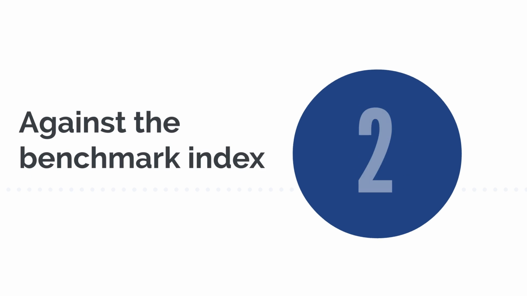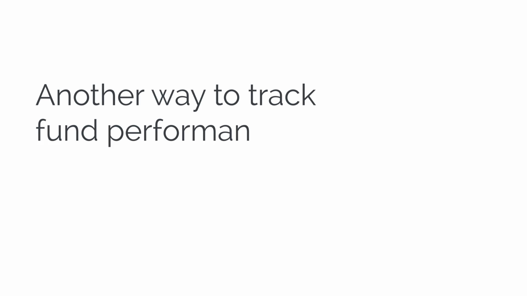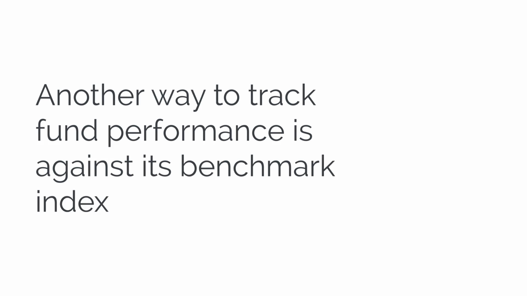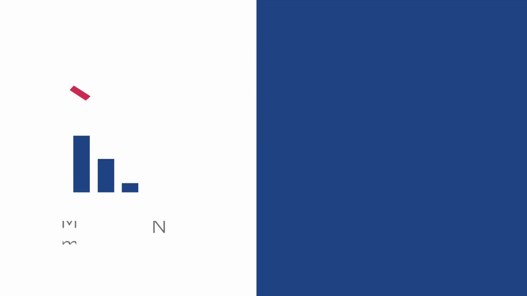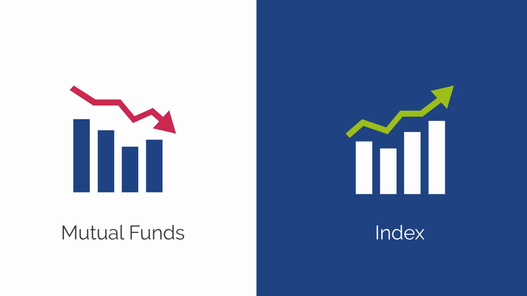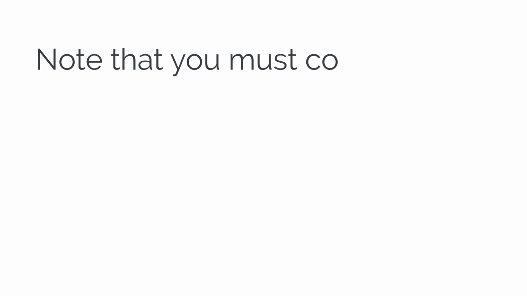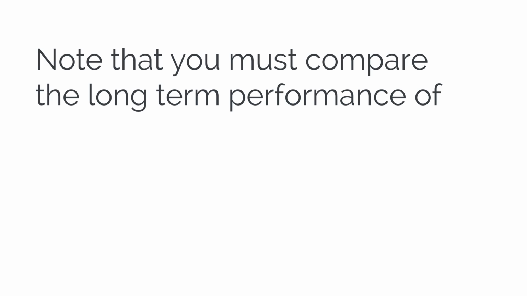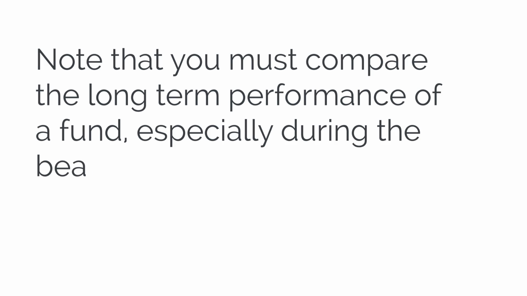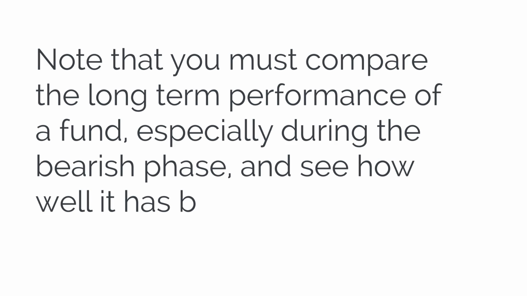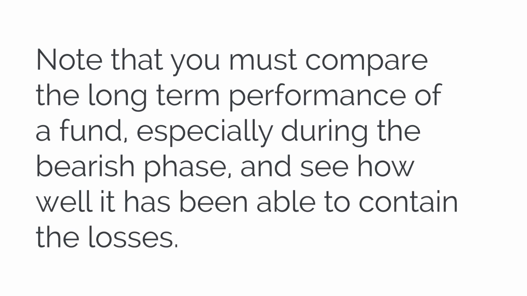Number 2. Against the benchmark index. Another way to track fund performance is against its benchmark index. Comparing a fund's performance against the index gives a better idea about its performance and returns. You can also compare returns of a fund against its peers, that is, different funds within the same category. Note that you must compare the long-term performance of a fund, especially during the bearish phase, and see how well it has been able to contain the losses.